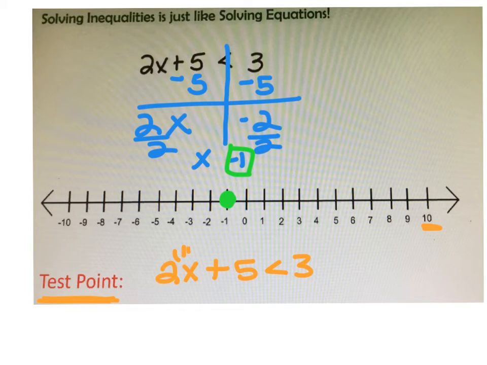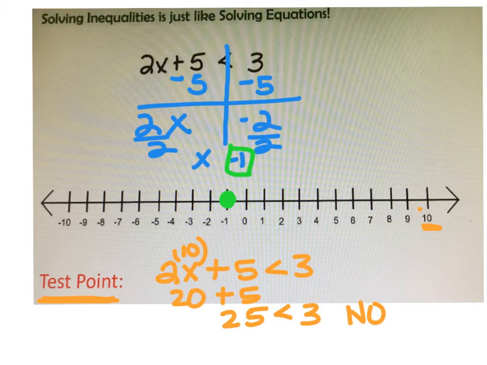So if I plug a 10 in here, 2 times 10 is 20, plus 5, that's 25. Is 25 less than 3? No. So 10 does not work, so I know when I graph this, my arrow is going to go the opposite way that the 10 is. So it's going to go this way. Now, the other thing you need to make sure you check for is the original symbol was just a less than symbol here. So this should be an open circle. It should not be filled in.